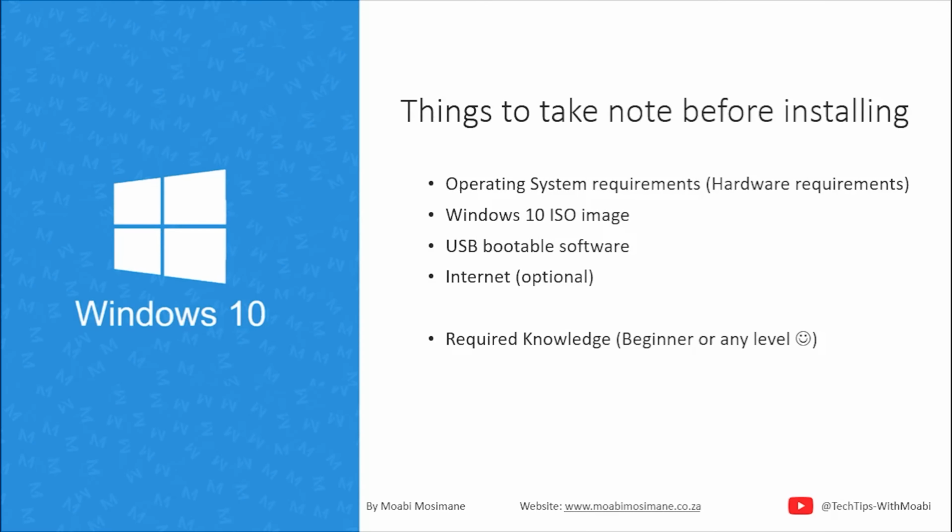What is up guys, and welcome to my YouTube channel, where today we're going to be discussing the things to take note before installing Windows 10. First and foremost, you need to know the operating system requirements. In this case, the hardware requirements, your CPU, your hard drive, your RAM, and so forth. The next thing we're going to look into will be the Windows 10 ISO image. And then the third thing will be the USB bootable software. And then lastly will be your internet connectivity.